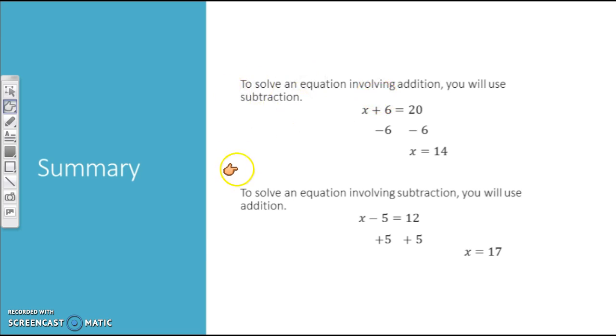Okay, so in summary, for addition and subtraction, to solve an equation involving addition, you will use subtraction, whatever the opposite is. To solve an equation involving subtraction, you will use addition, which is the opposite.